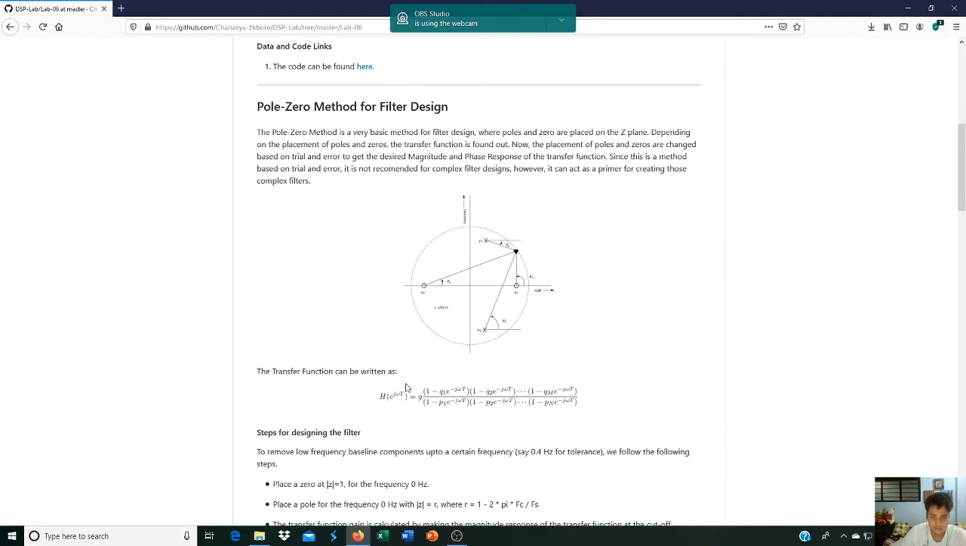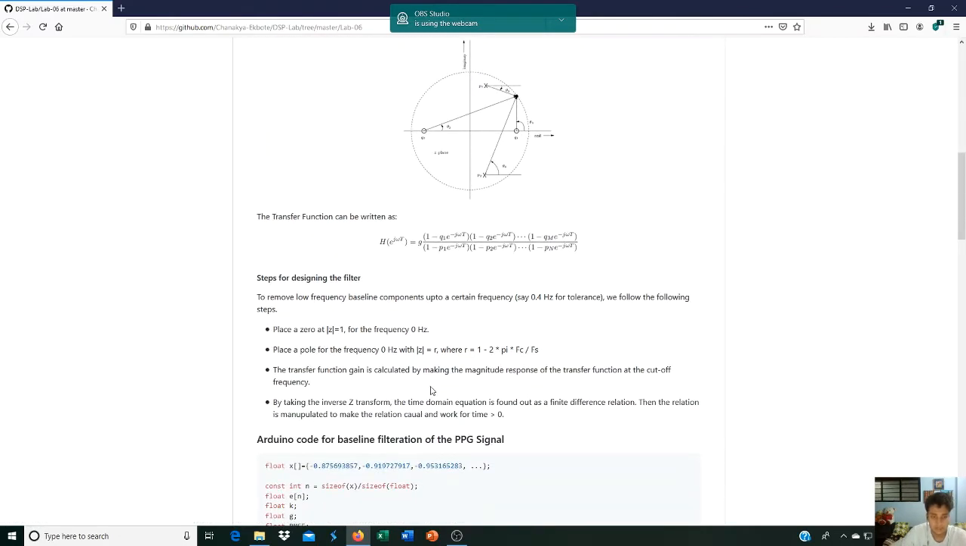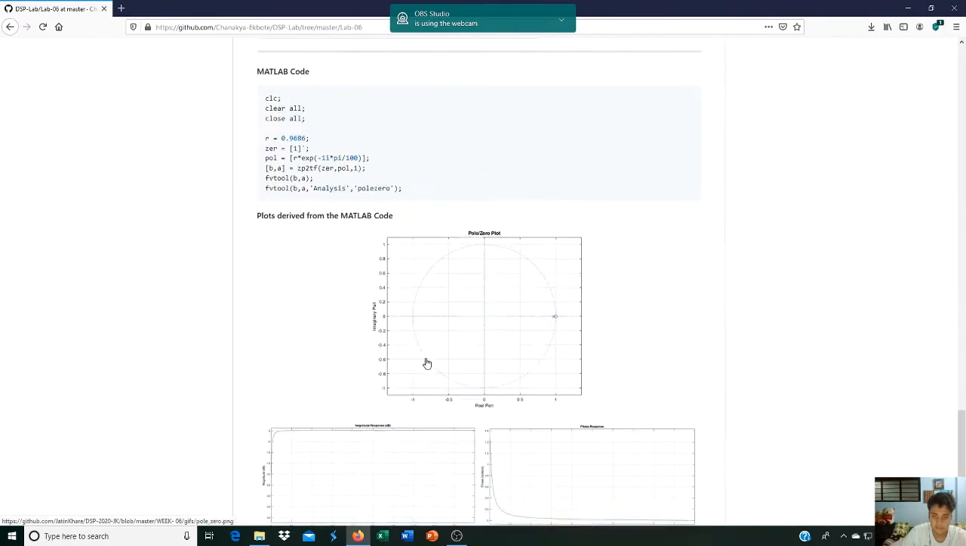Now, the transfer function using the pole zero method is just this, where you'll have an equal number of poles and zeros. Now, the steps for designing the filter are as follows. We place a zero at mod z equal to 1, which is at this point. And we place a pole for the frequency 0 Hz, at z equal to r, where r is calculated as 1 minus 2 pi fc by fs. So at some r distance here, we will place a pole, and that will correspond to the magnitude response of this.